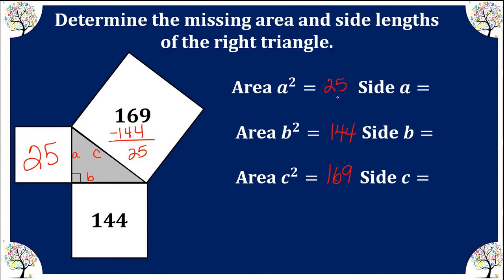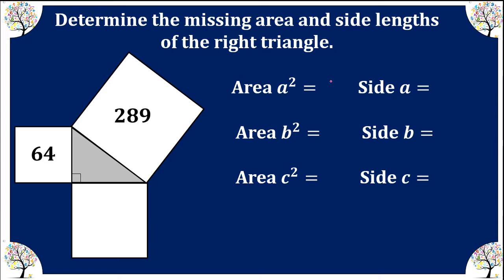So again, A squared plus B squared equals C squared. Now, to find the sides of the actual right triangle, we take the square roots of the areas. The square root of 25 is 5, the square root of 144 is 12, and the square root of 169 is 13. So A is 5 units, B is 12 units, and C is 13 units long.